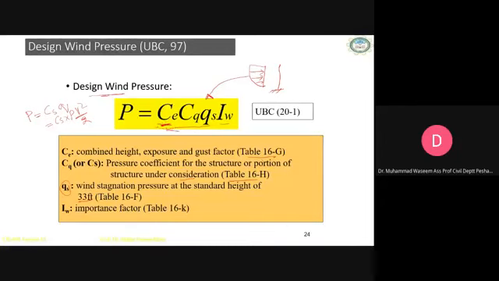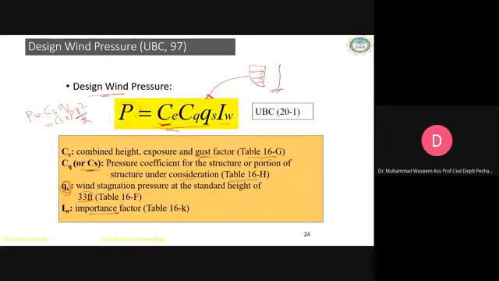Now, CE is the height of the building, exposure and gust factor. Gust is the turbulence in the wind velocity. CQ is the pressure coefficient. This is for the shape of the building. Now, at 33 feet we have this pressure, and this value is about 23 pounds per square foot. And we also have some importance factor. You have to go to the code and multiply them together, and then you will get a pressure. So this is very simple.